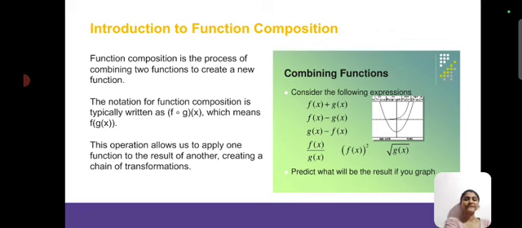The notation for function composition is typically written as f of g of x, which means f of g of x. This operation allows us to apply one function to the result of another, creating a chain of transformations. As you see in the picture, it is the combination of the functions f of x plus g of x, or f of x minus g of x, or f of x divided by g of x.